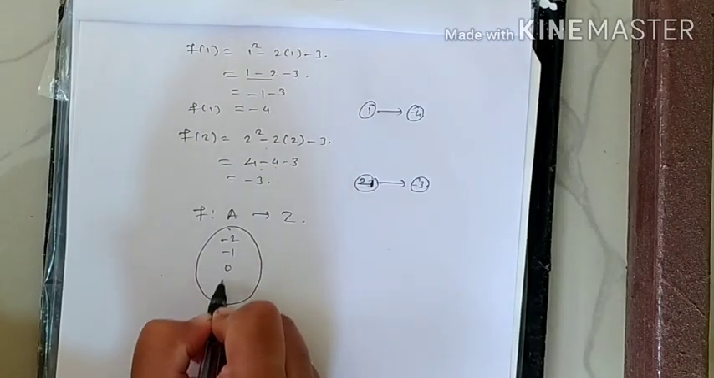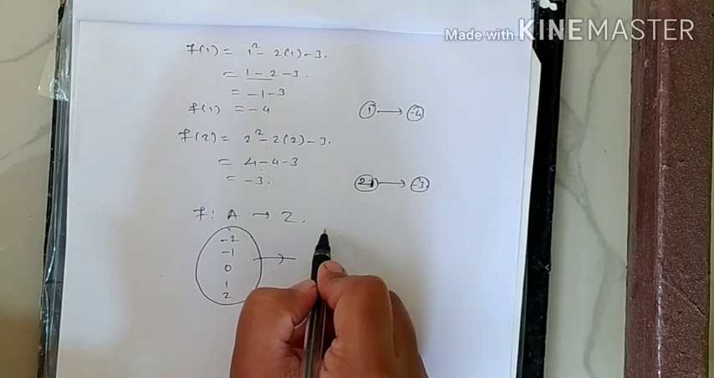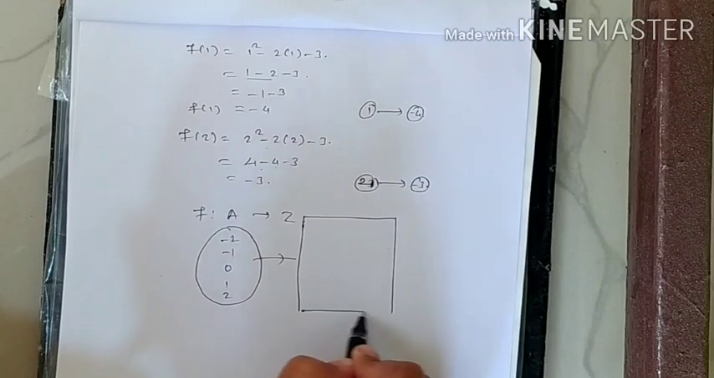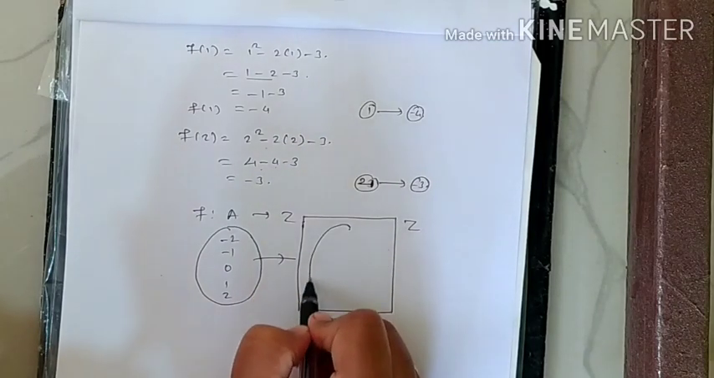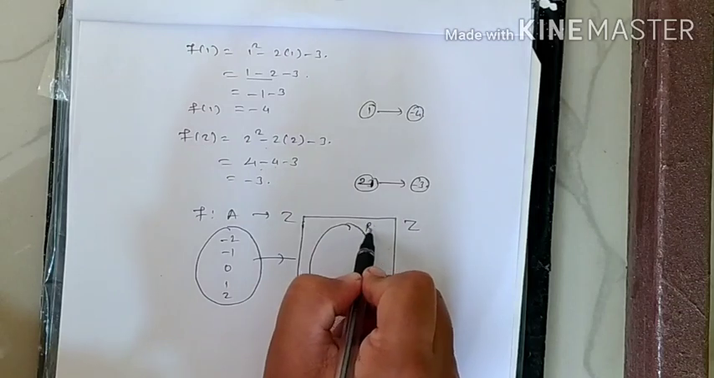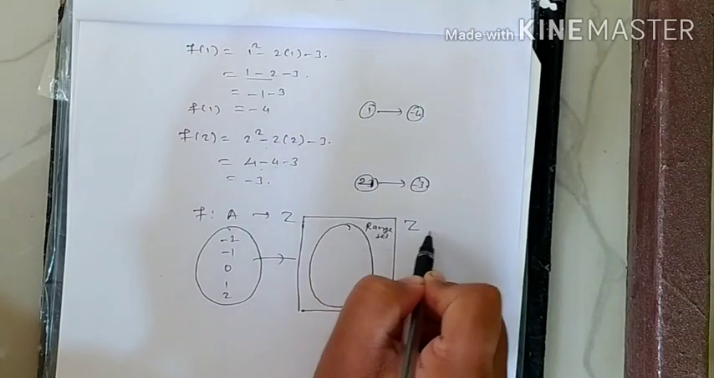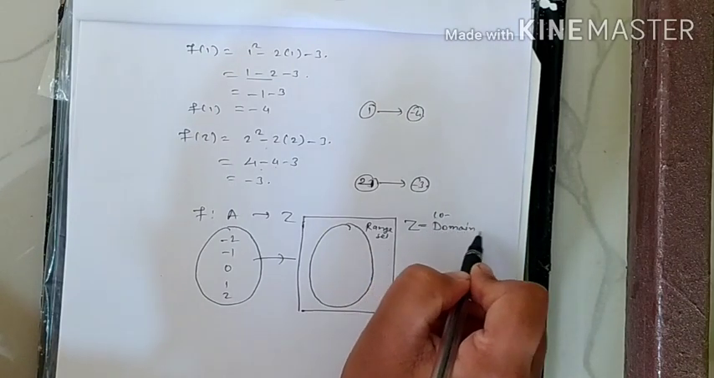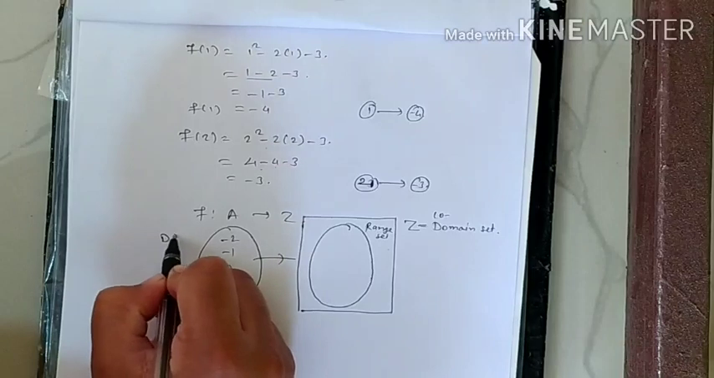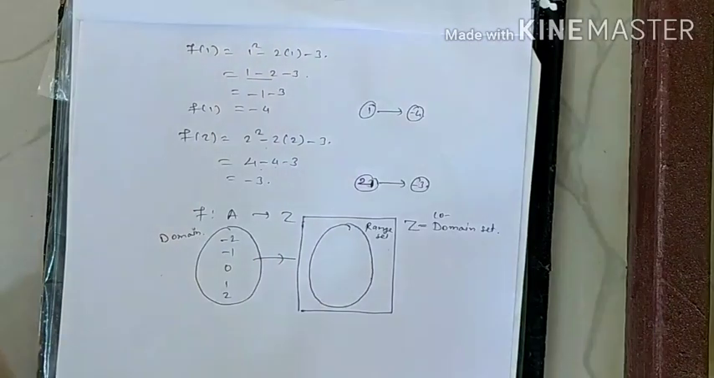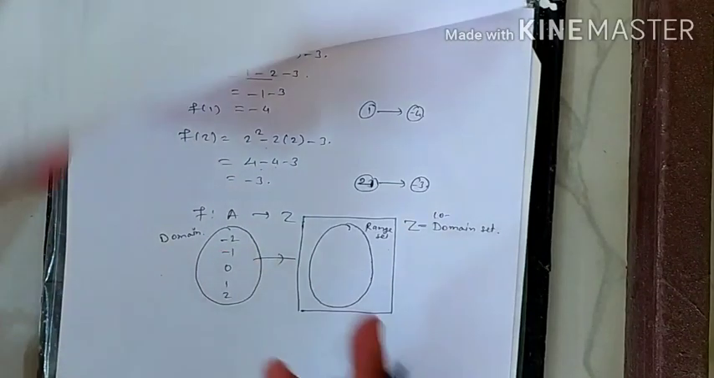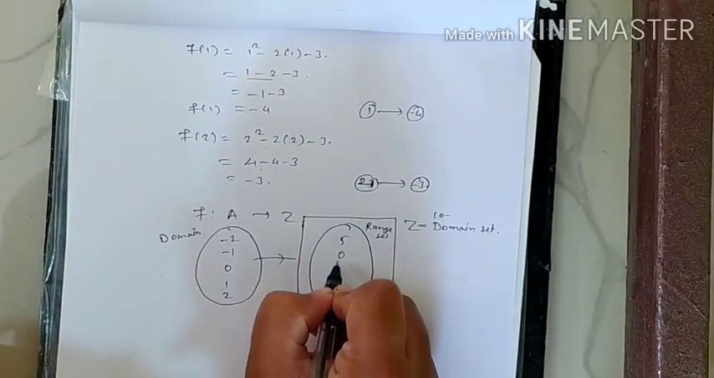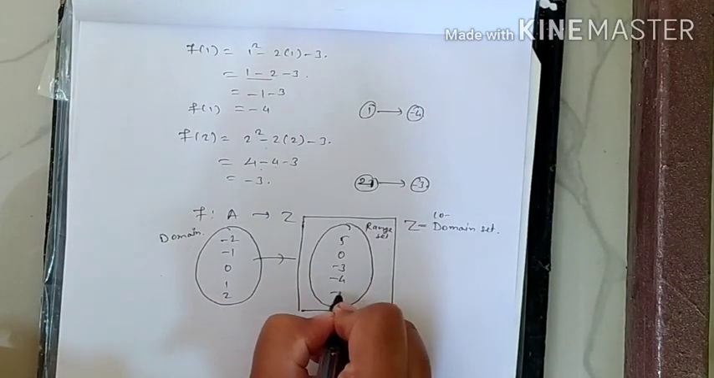Now students, for f from A to Z, minus 2, minus 1, 0, 1, 2 are related. If this is the set of integers, here this is the codomain set and this is the domain set. So what is the image of minus 2? Image of minus 2 is 5, 0, minus 3, minus 4 and minus 3.